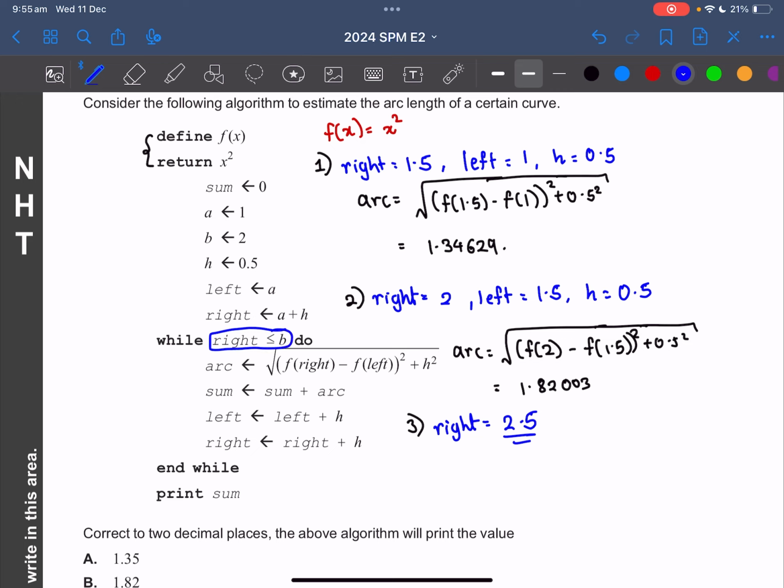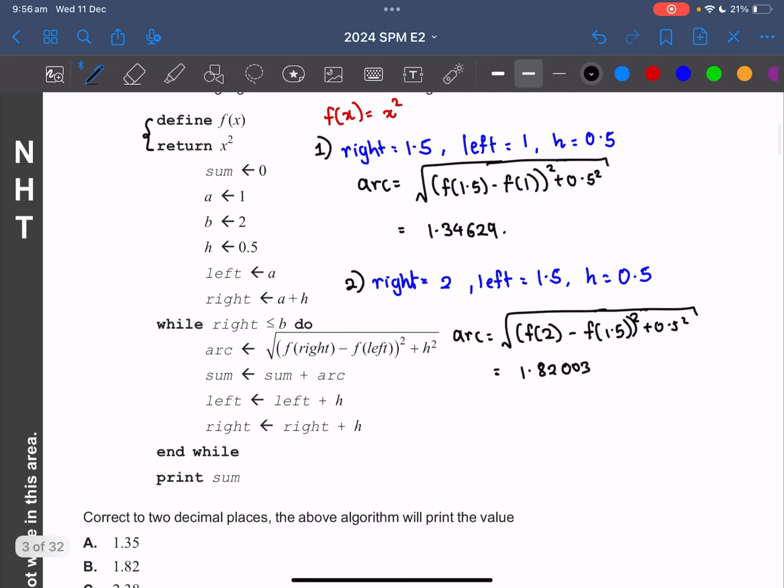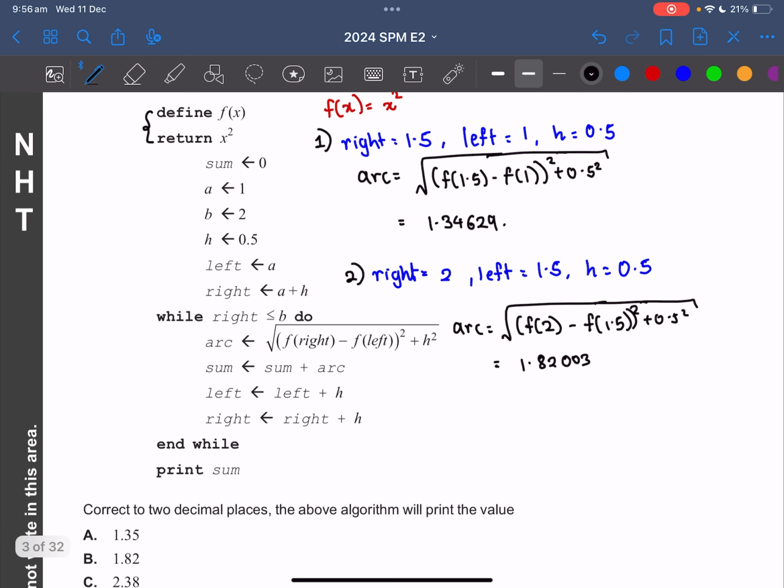This condition is not met anymore because 2.5 is not less than 2. So we cannot have the third iteration. So this is all we have to calculate in terms of the iterations. These are the only iterations we need. Now we have to find the sum.